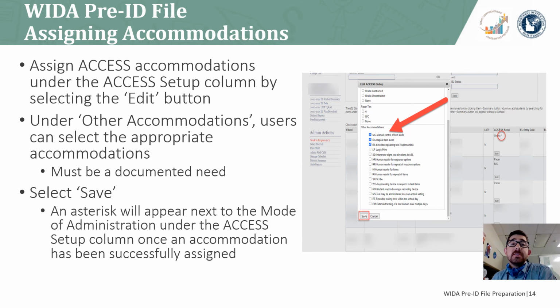The available access accommodations are listed under the Other Accommodations section. Select the appropriate accommodation for an individual student based on their documented need. After the user has selected the accommodation, select Save. The system will only allow you to select the accommodations that are available on a specific access mode. Once an accommodation has been selected, an asterisk will appear under a student's mode of administration under the Access Setup column.